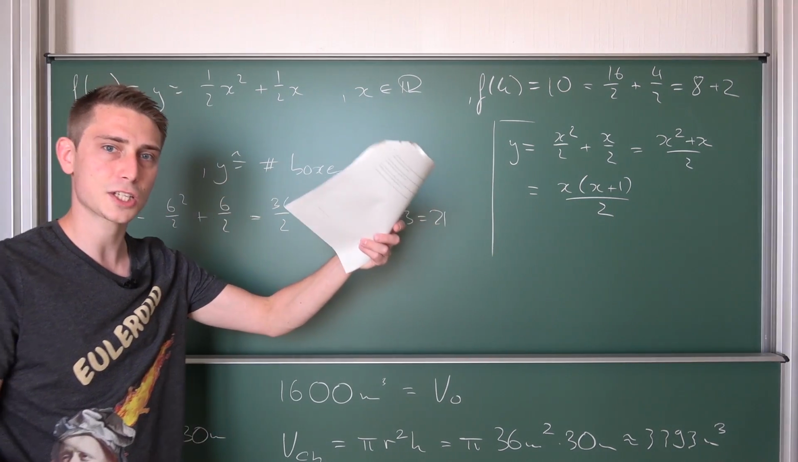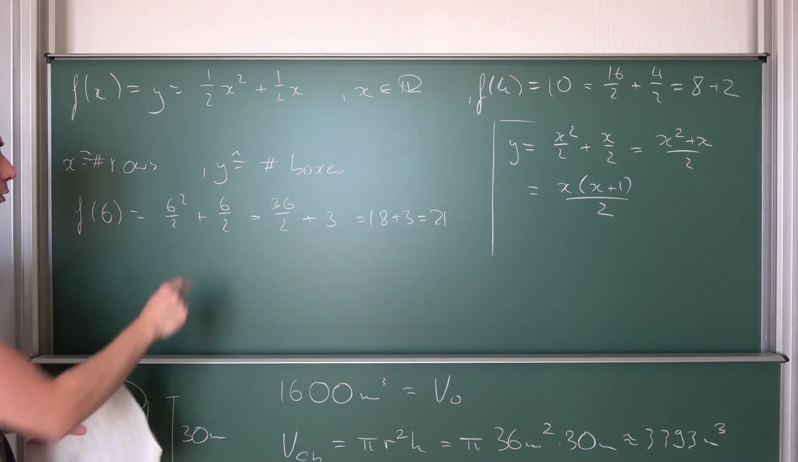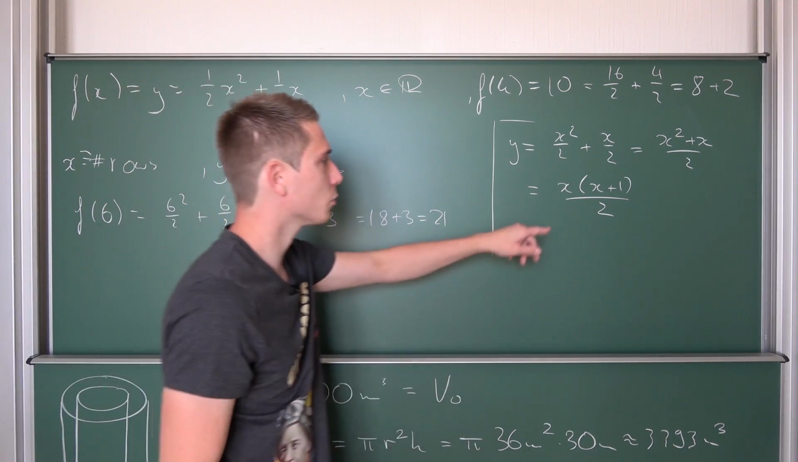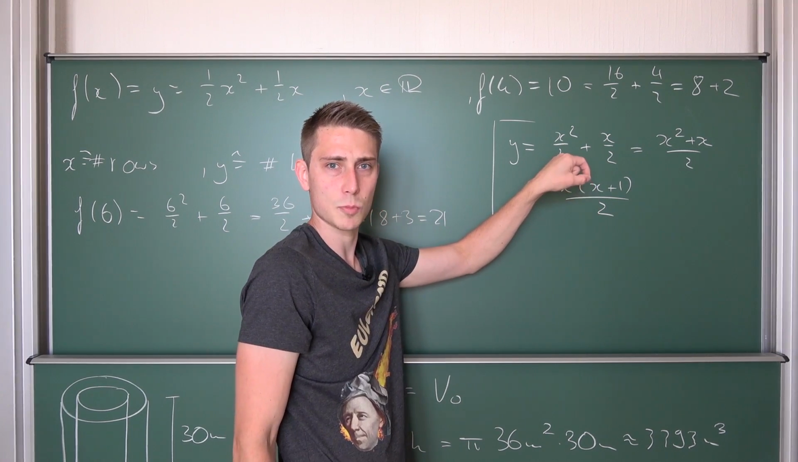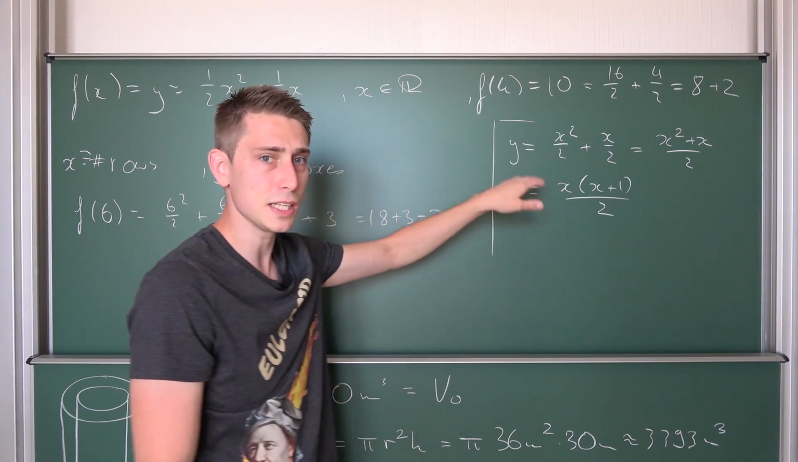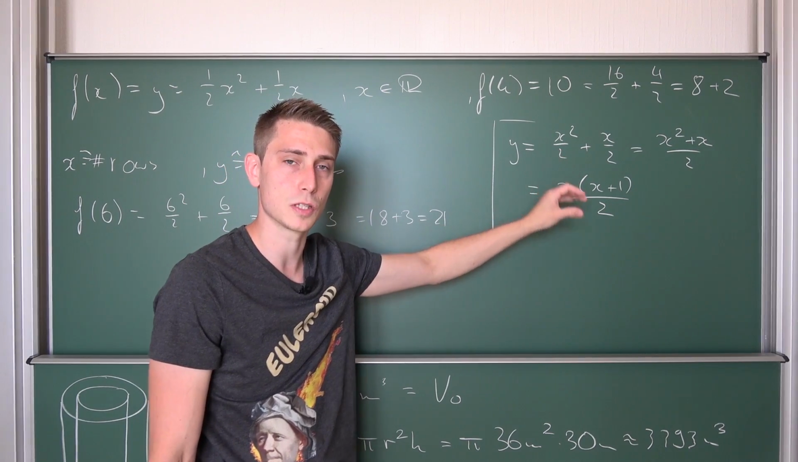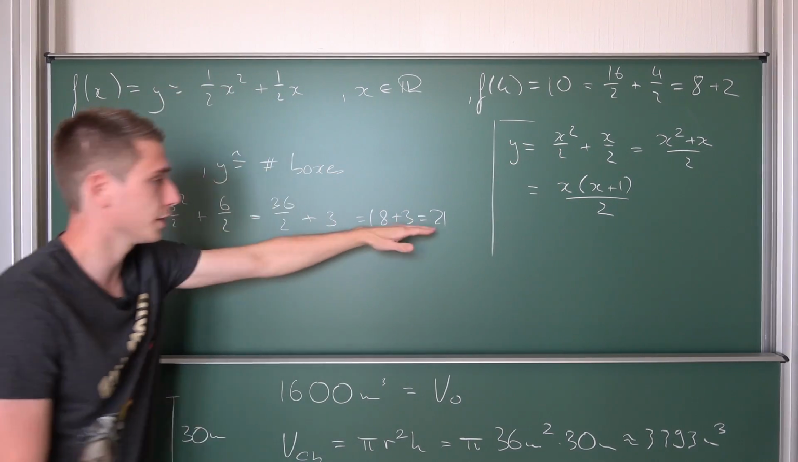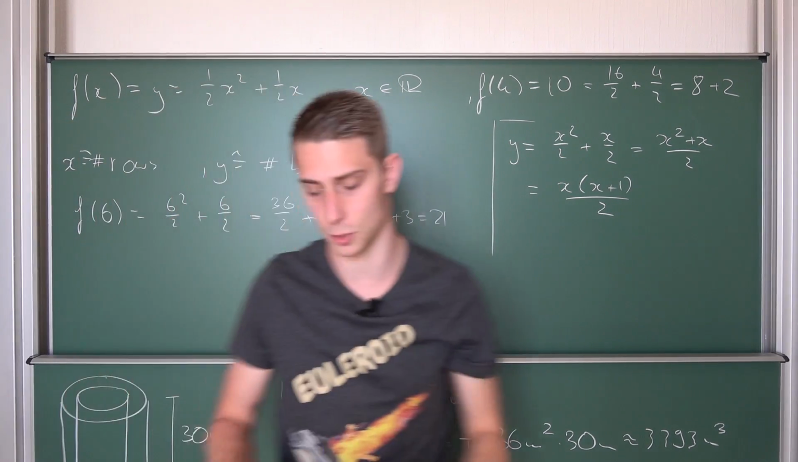And this form is actually way nicer to deal with, because now if we were to plug in 6, for example, we are going to get 6 times 6 plus 1, which is 7. So 6 times 7 over 2, 6 over 2 is 3, 3 times 7 is 21, and thus we are done. It's way faster, to be honest.